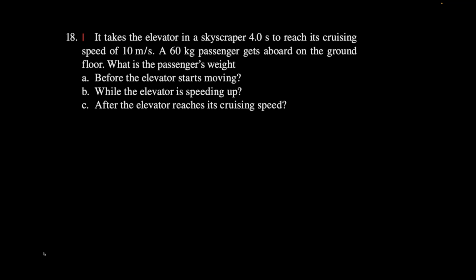As requested, question number 18 from chapter 6. We have an elevator that speeds up from rest to 10 meters per second in 4 seconds. That should remind you of the formula: acceleration equals v final minus v initial over change in t, or if you will, dv/dt. So our change in velocity is from 0 to 10 in 4 seconds. So that's 2.5 meters per second squared for acceleration.